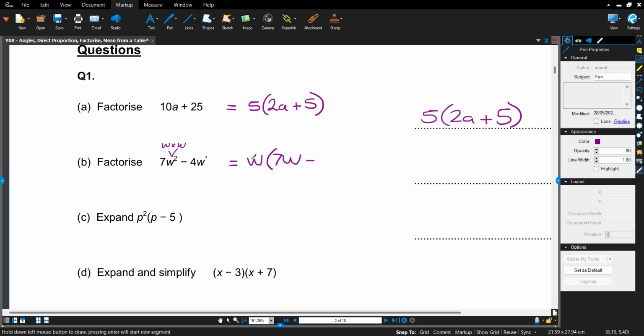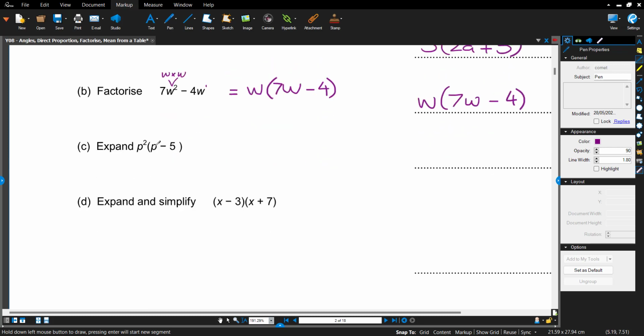Really, I should say, what do you multiply by w to get minus 4w? So the answer is minus 4, okay? That's probably the best way to look at it. w times 7w is 7w squared. w times negative 4 is minus 4w. I always call it minus 4, I think it's more like a grammar thing. But whatever, minus 4.